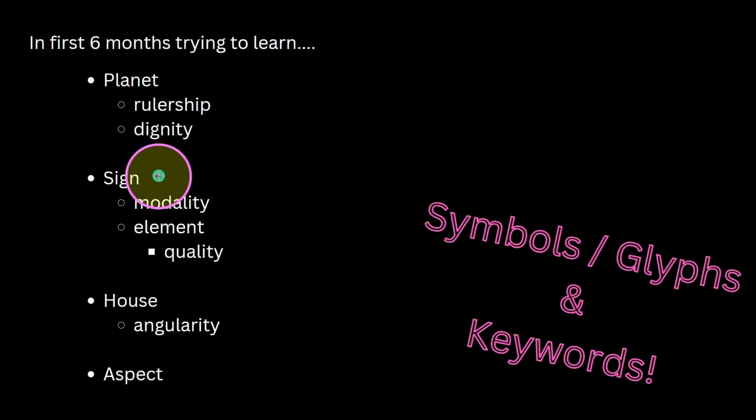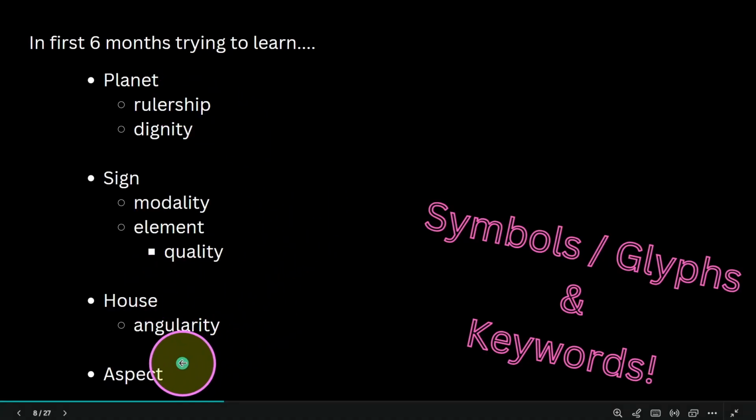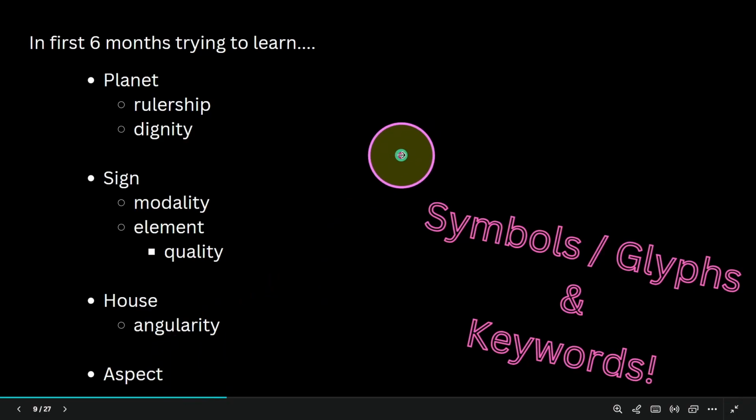We have to learn signs. A sign isn't just a sign, it's not just Capricorn, it's modality and element. And element isn't just element, it's not just earth. There are temperamental qualities of hot, dry, wet, and cold. Then we have to learn houses, and there's something called angularity in the houses, as well as the planetary joys, which is going to bring us something from the planets and the houses. And then we also have to learn aspects.